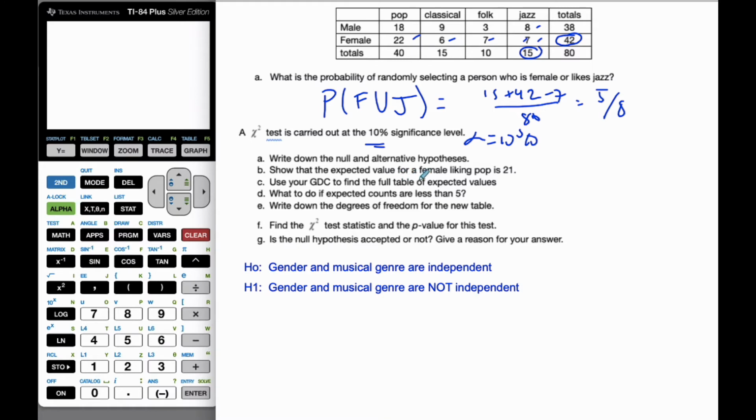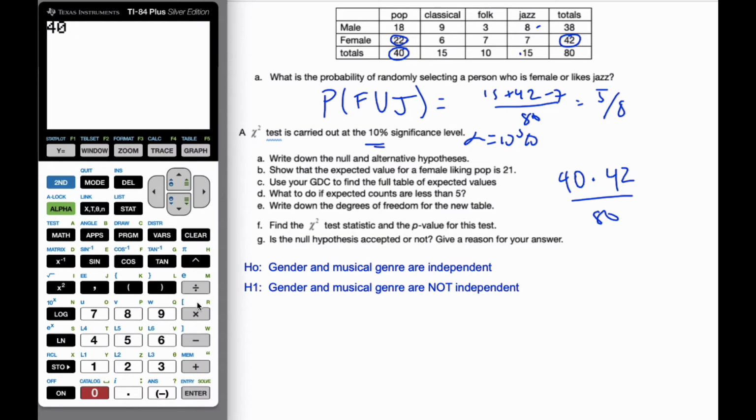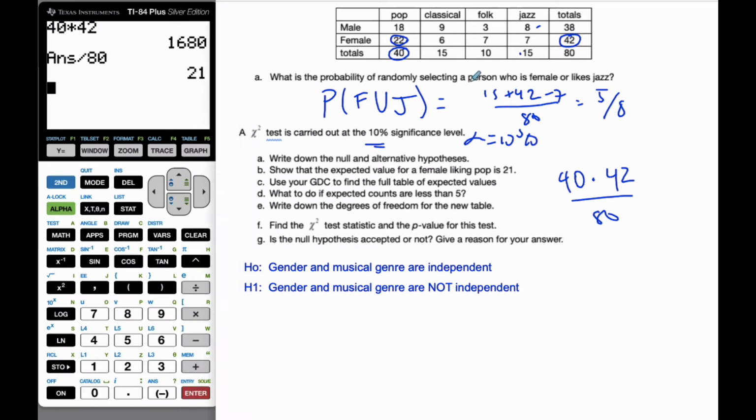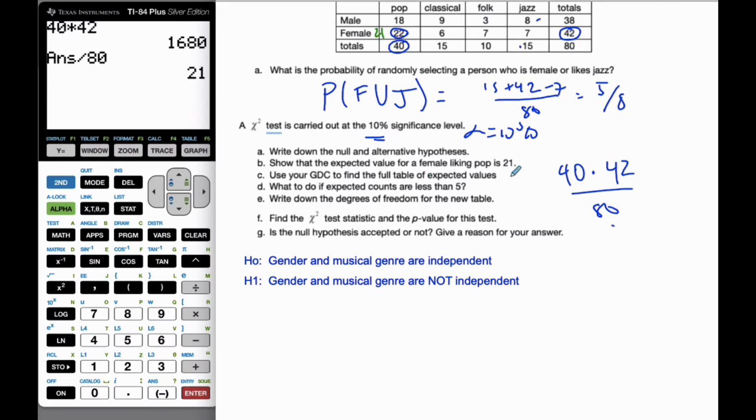And it says show that the expected value for a female liking pop is 21. So if I'm looking at females liking pop, I'm looking at females and pop, so I take the total of pop, 40, times the total for female, 42, and I divide that by the grand total of 80. So I get 40 times 42 divided by 80, and this expected value is actually 21, because this is the proportion of people who like pop, and given the proportion of males and females, we should have 21 females liking pop.